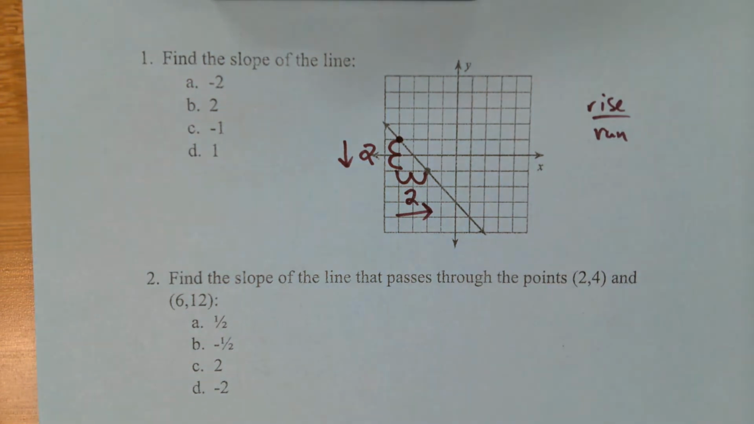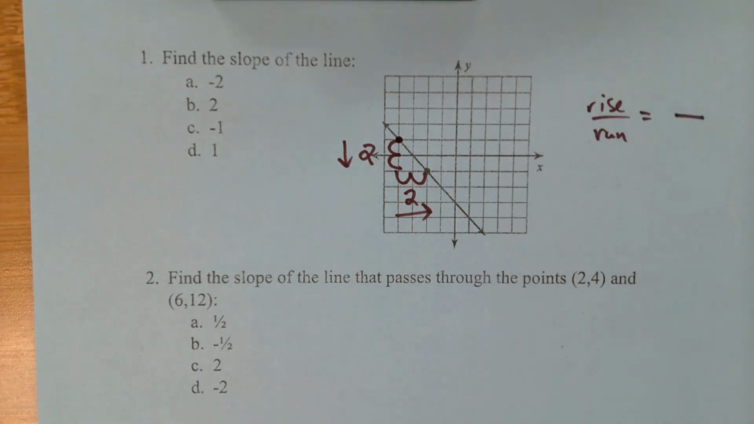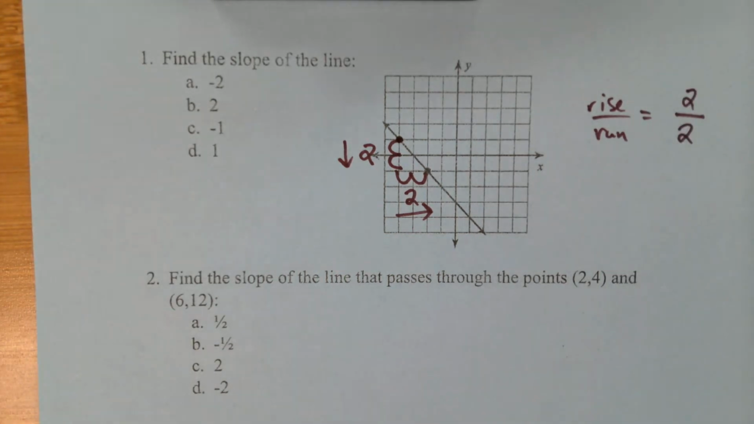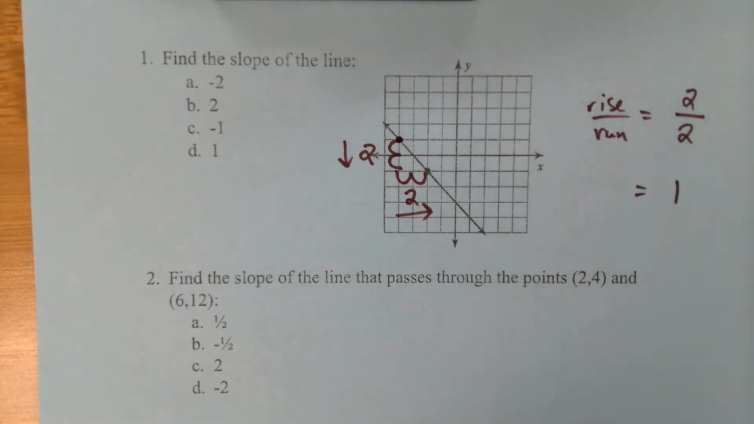Right? So if we wanted to set up our rise over run proportion, what would it look like? Blank over blank. What's it going to be? 2 over 2, right? What does 2 over 2 simplify to be? 1, exactly. So it must be answer choice D, correct? That's what we got, positive 1.